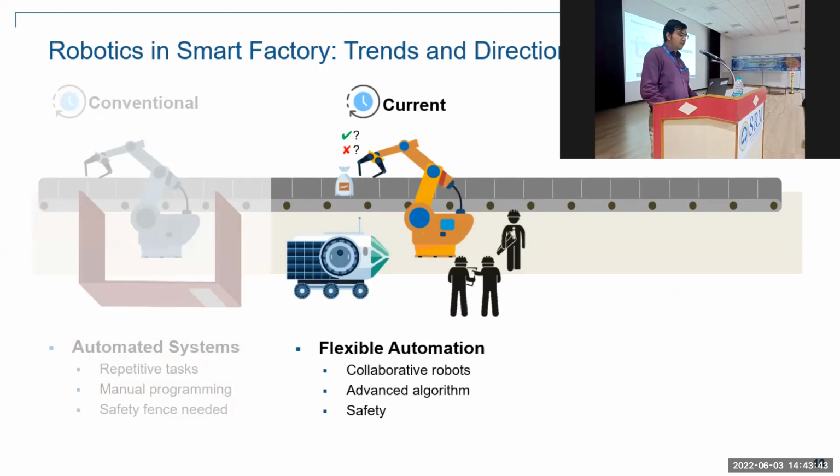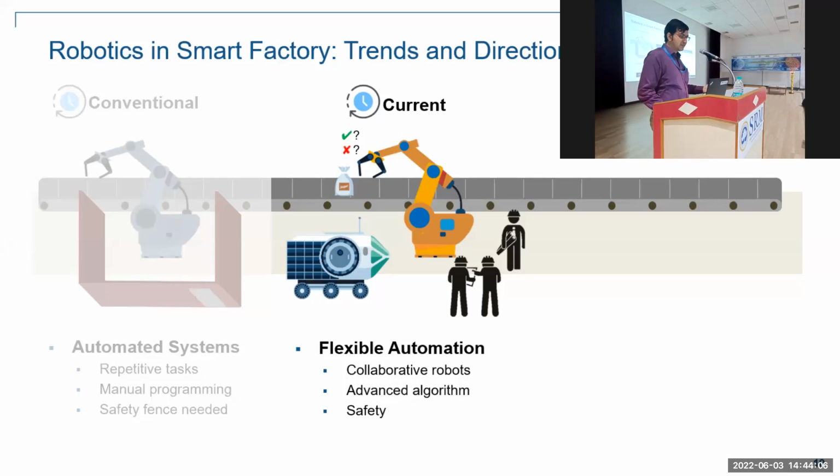Just to give you an overview, conventionally what we are used to is robots in a manufacturing setup that typically do repetitive tasks. You have to manually program them and set up boundaries, because we do not want anyone to experience any harm in those environments. So there is a safety fence needed for that.